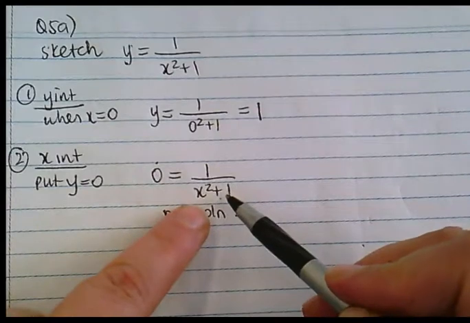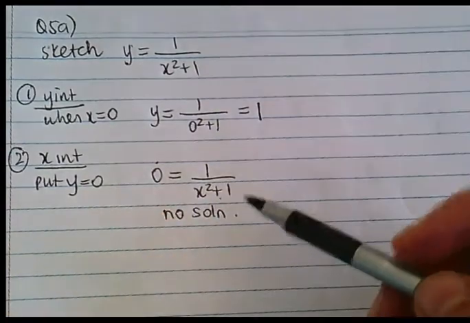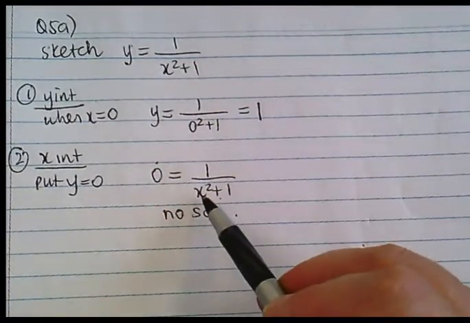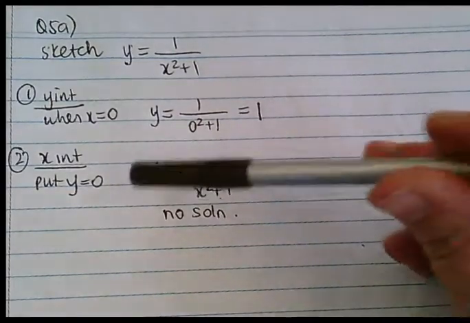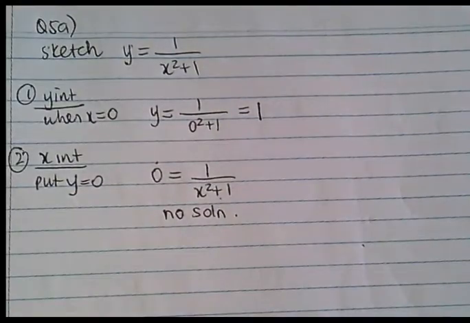The bottom can't be 0. It's not allowed to be 0, and it can never be 0 anyway, because you'd have to have x squared is -1, which you can't get. And you're not allowed to divide by 0 anyway. The only way that the right-hand side is going to equal 0 is if the numerator was 0. That's got no solution. You will never ever get 0.